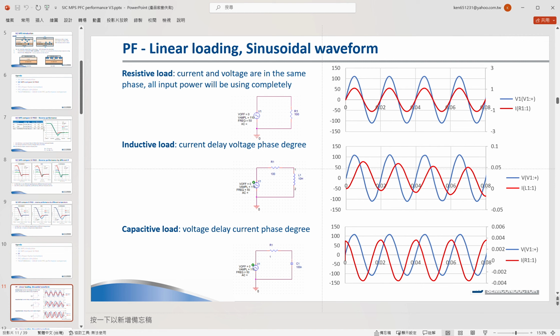If we replace it with a capacitor here, when we input the voltage waveform like this blue line, we get the input current waveform like this red line. So the voltage will delay the current phase, shown in green, like this portion. When the voltage is negative but the current is positive, it means some energy from the power source is stored by this capacitor, and it will feed back to the power source. The energy will not be 100% consumed by the loading.